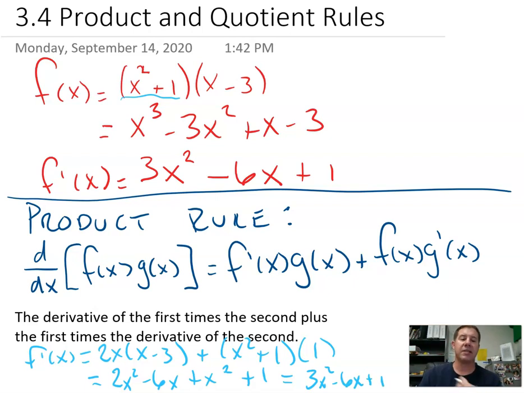There'll be other times down the road when I have to use this and I'm not able to multiply out. Like let's say if one of those functions was sine x. Now you can't distribute. Sometimes it's just algebraically nicer if I don't multiply out. For tonight's homework, I'm going to ask that you do use the product rule, even if you could multiply out, because the whole point of tonight is to practice the product and quotient rules. So let's do an example or two.